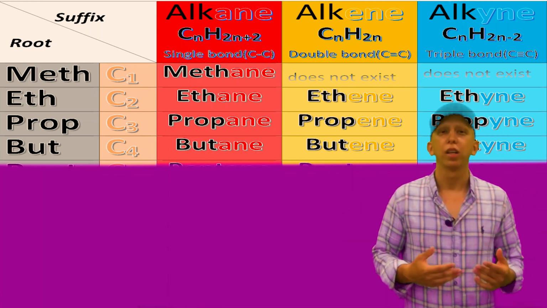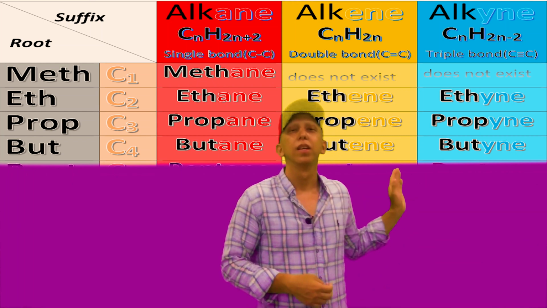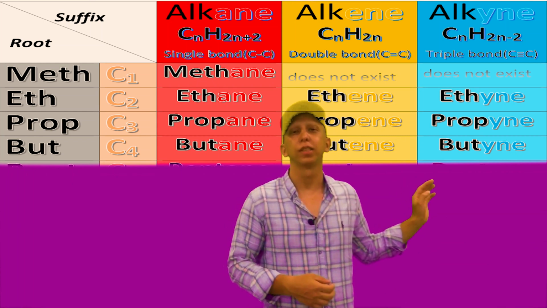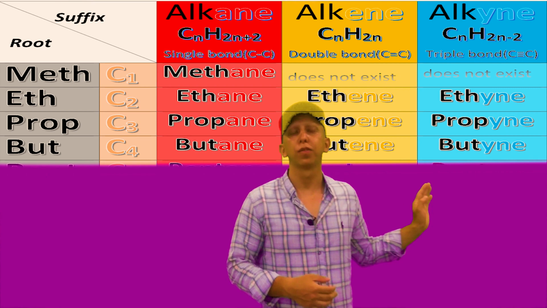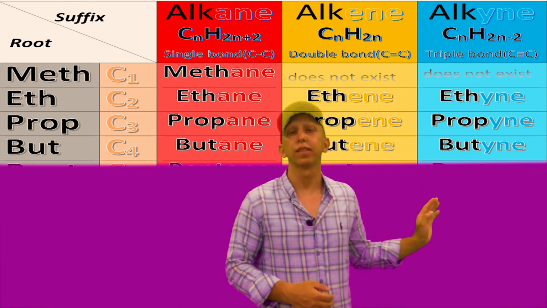Or the names of hydrocarbons based on alkyne. For example, C2H2 is ethyne. C3H4 is propyne. C4H6 is butyne.